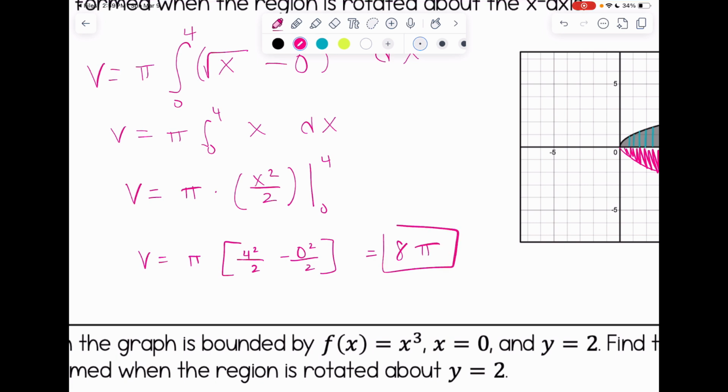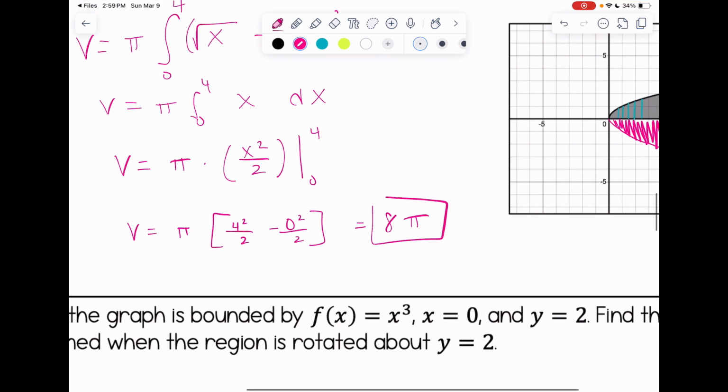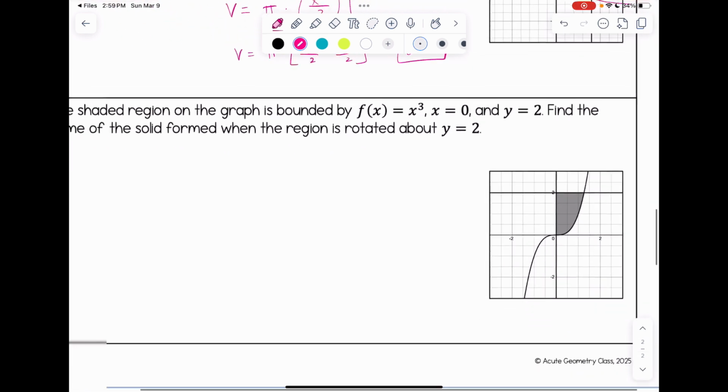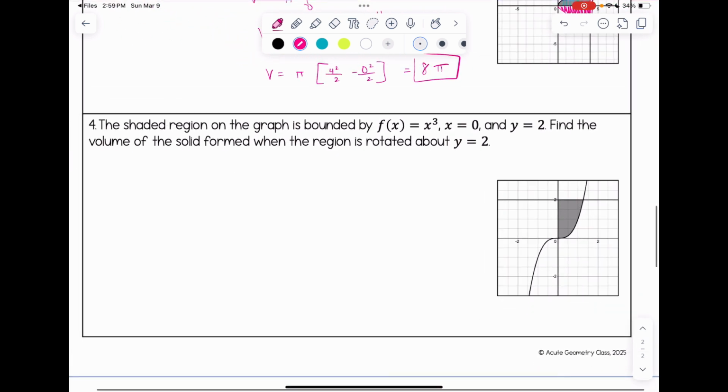All right, for our last question here, the region is bounded by f of x equals x cubed, x equals 0, y equals 2. We're going to find the volume of the solid when the region is rotated about y equals 2. So let's just note here that this is a horizontal line. Yes, the y-axis is vertical, but y equals 2 is a horizontal line. So that means everything's going to be in terms of x.